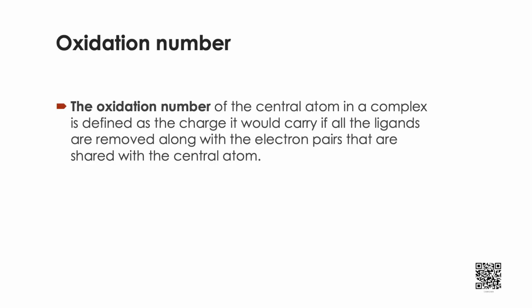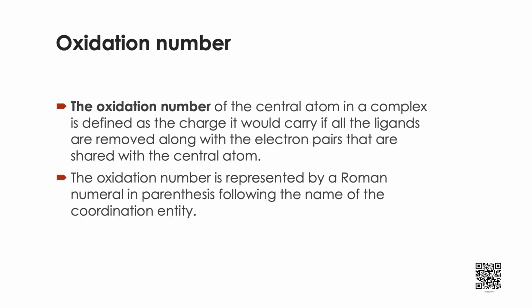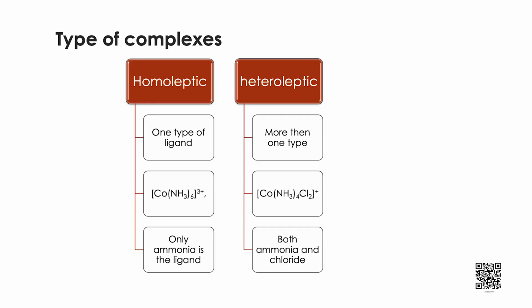The oxidation number of a central atom in a complex is defined as the charge it would carry if all the ligands are removed along with the electron pairs that are shared with the central atom. The oxidation number is represented by Roman numeral in parentheses following the name of the coordination entity. Complexes in which a metal is bound to more than one kind of donor groups, example tetraamine dichlorido cobalt 3, are known as heteroleptic complexes.